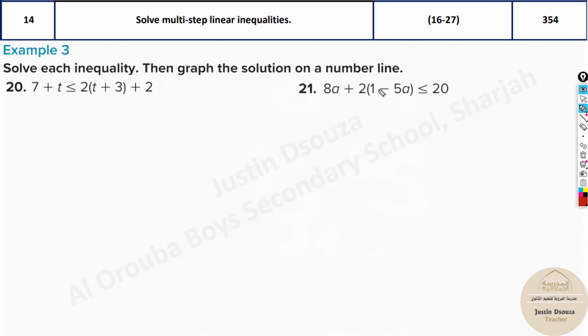Let's try this one. First, let's do the distributive property. 7 plus t less than or equal to 2t plus 6 plus 2. Now the t doesn't cancel. So there are two variables on both the sides. Here, let's take out the calculator.